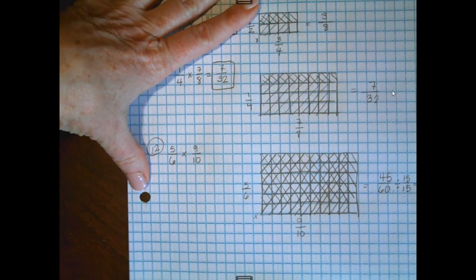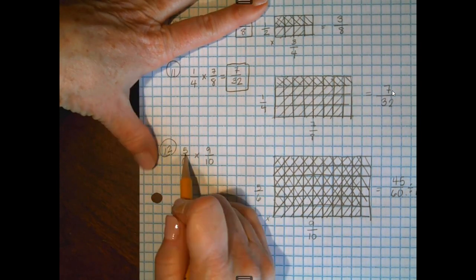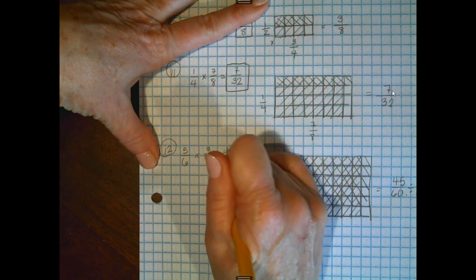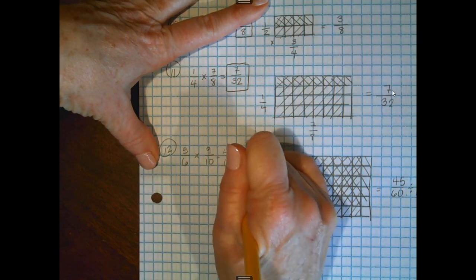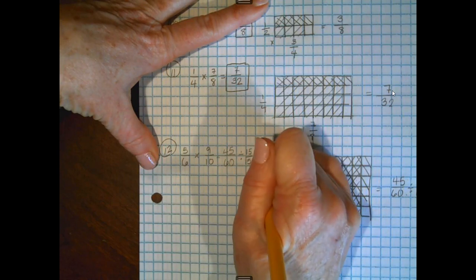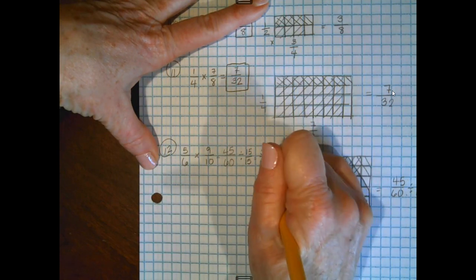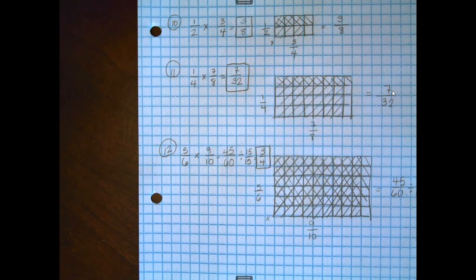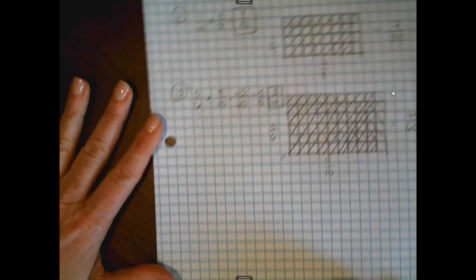So let's check it with the standard algorithm over here. 5 times 9, 45. 6 times 10 is 60. When I divide by that 15, that common factor, I get 3/4. And that does not simplify. 3 is not a factor of 4. So I've just checked my model. I did a good job. It's really looking good. All right, we're almost done, boys and girls.